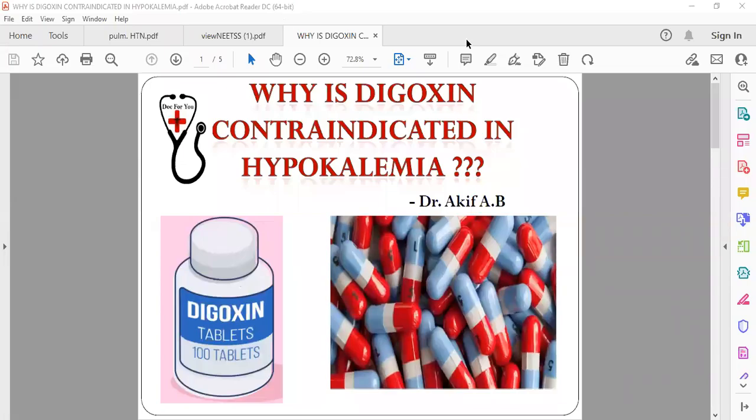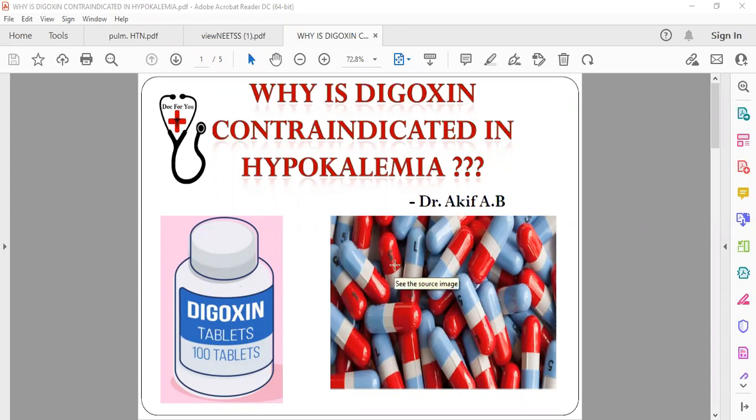Hello everyone. Today we'll be talking about why digoxin is contraindicated in hypokalemia. So basically digoxin is a cardiac glycoside drug. It's actually used for two purposes. It has a role in bradycardia and also it has a role in increasing the contraction of the heart, that is called inotropic action.